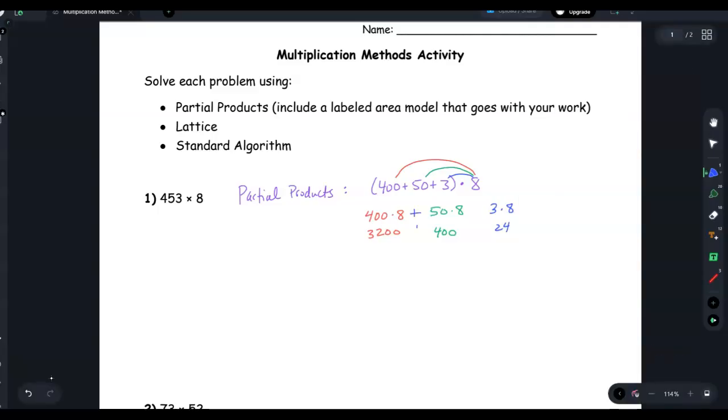I'm going to add all that up. And I should get 3,624.